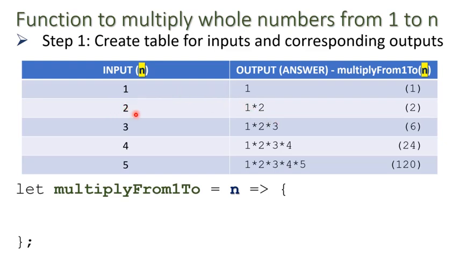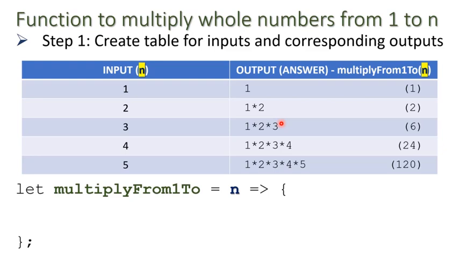The next row will contain a 3 in the first column, so we want the answer for 3. So what should be in the second column of the third row? Well, the answer we get when we multiply 1 times 2 times 3, so that'll be 6. Okay, I think you get the idea now.